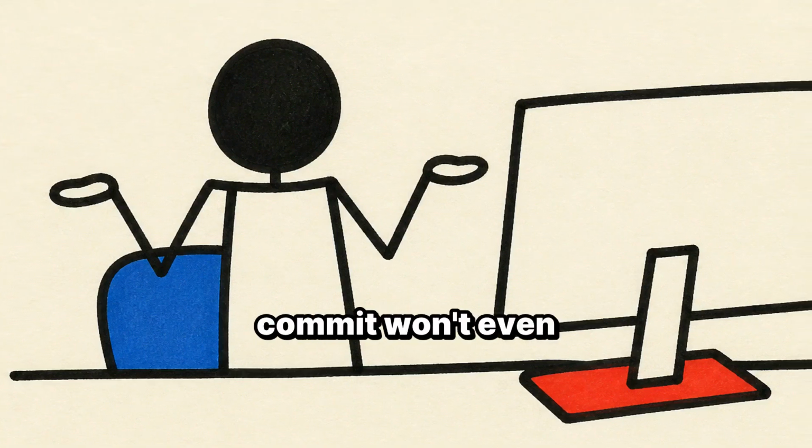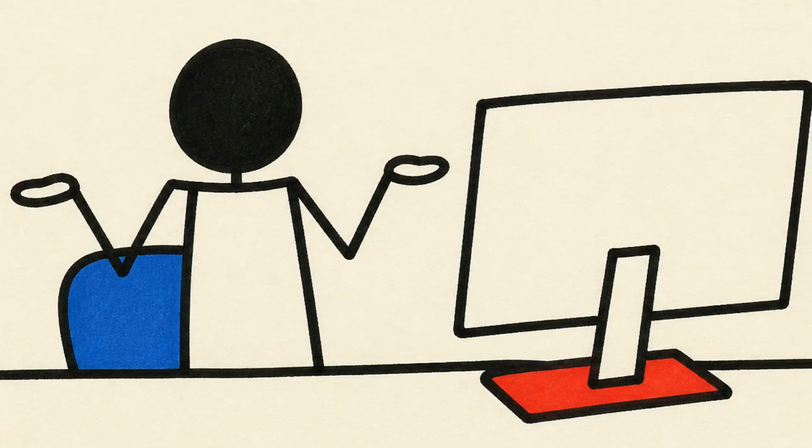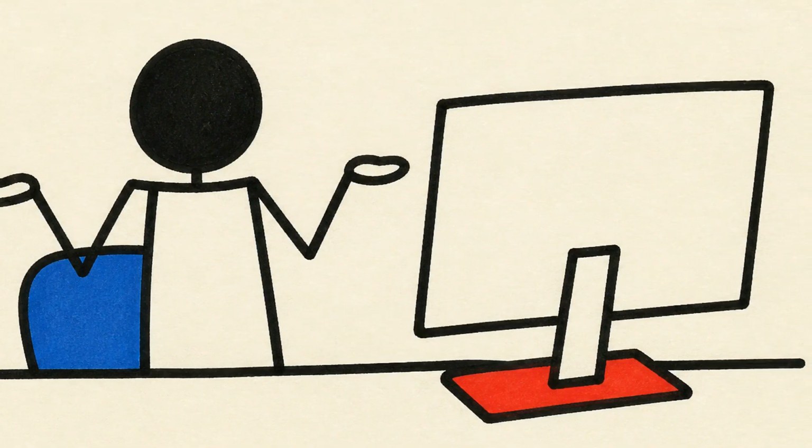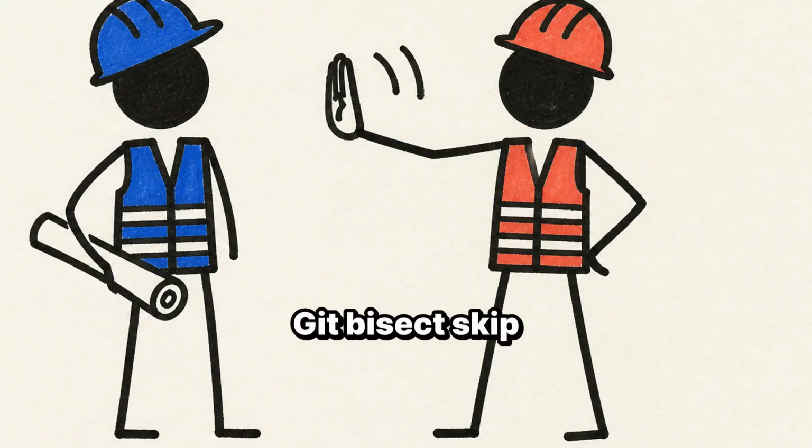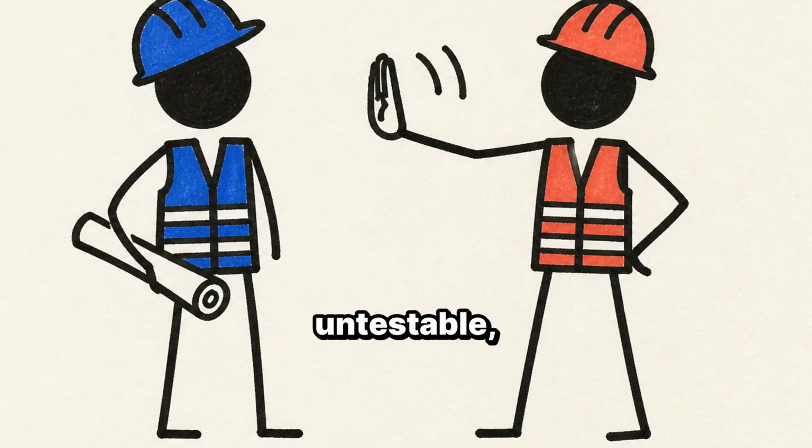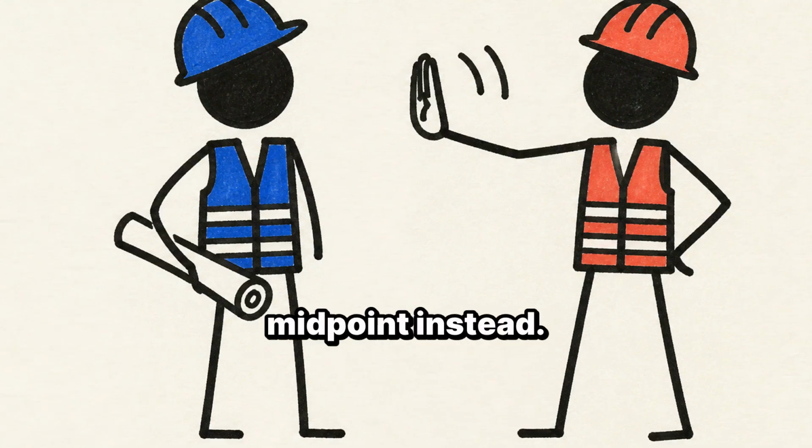What if a commit won't even build? Don't panic and don't guess. Just mark it as skip. Git Bisect skip tells the tool this commit is untestable, and it picks a different midpoint instead.